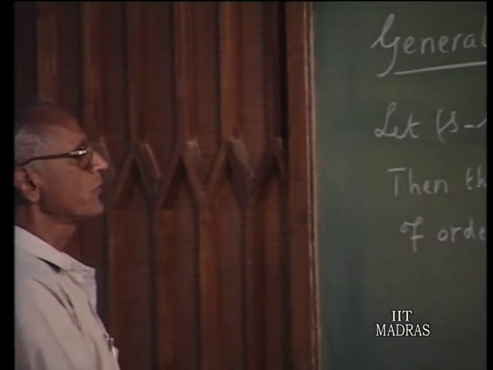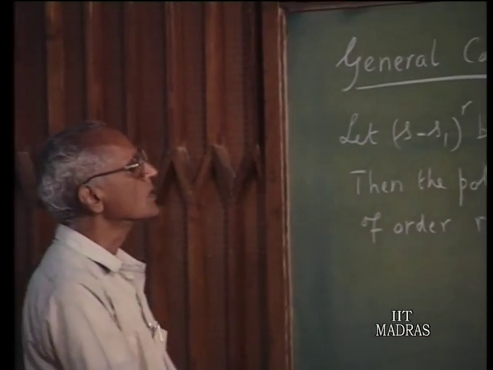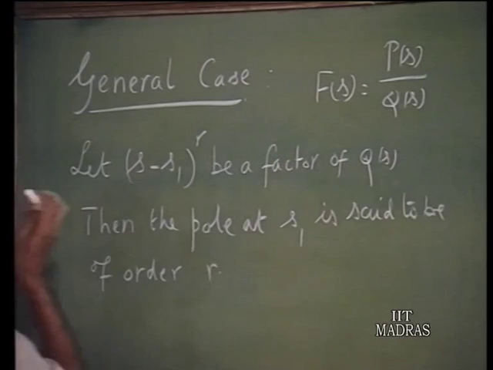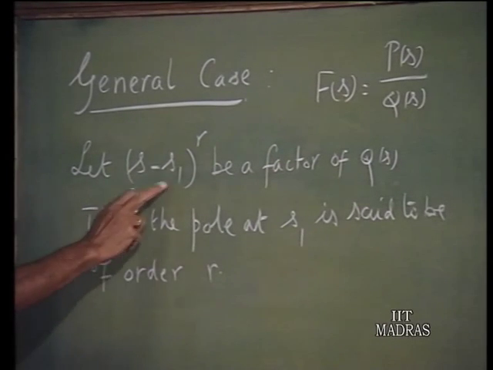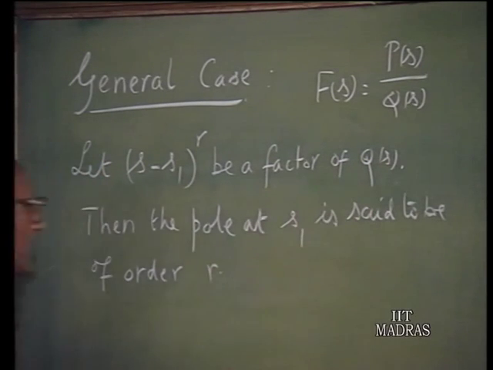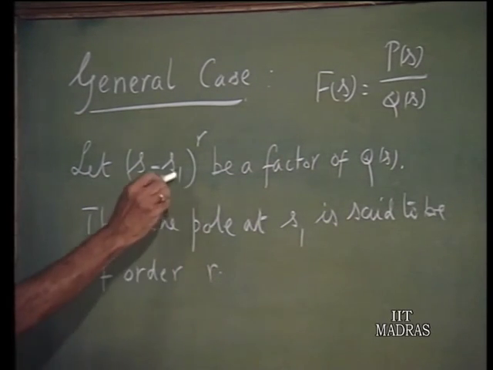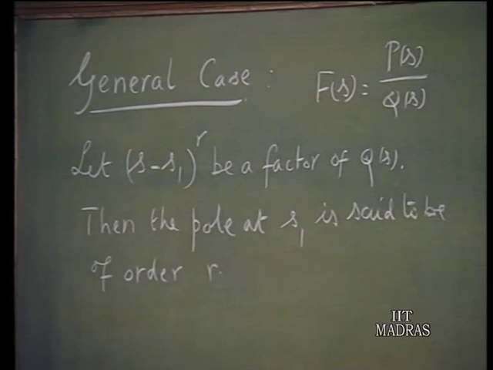Let us now consider a general case of situation where multiple order poles occur. So, given F(s) which is P(s) over Q(s), let (s minus s1) raised to the power of r be a factor of Q(s). In this event, we say that the pole at s equals s1 is of order r, because this particular factor is repeated r times.